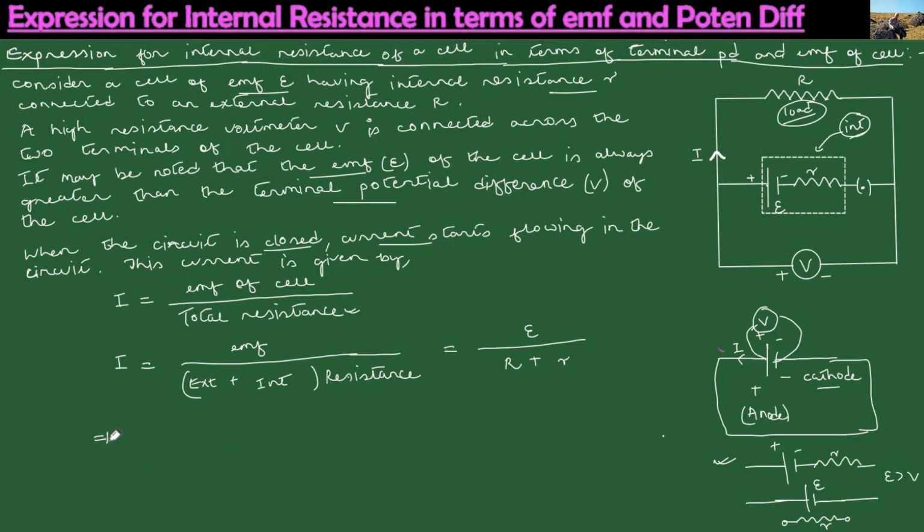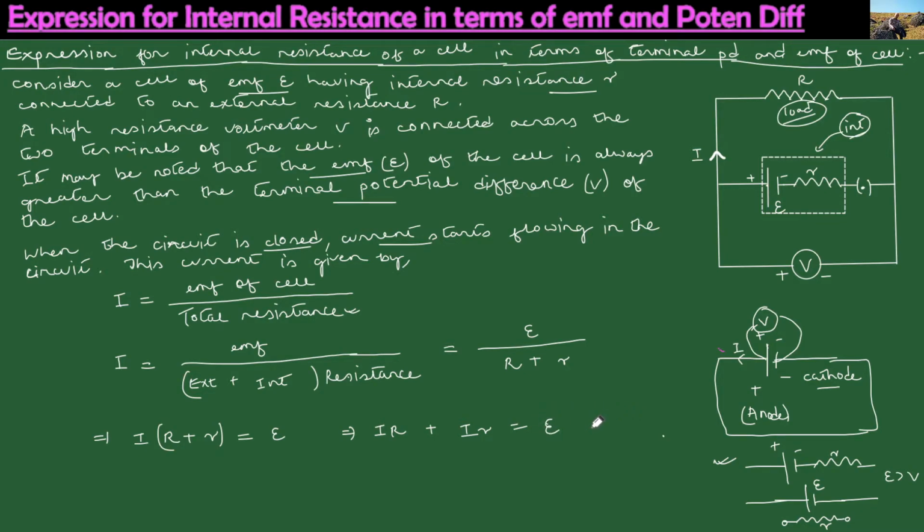So in this case, we get I equal to E over R plus r. Cross multiplying the denominator to the left hand side of that equation gives us this expression, and from here we get a term in that form. So we get this expression plus IR, which is equal to V, which is equal to E, the EMF of the cell.